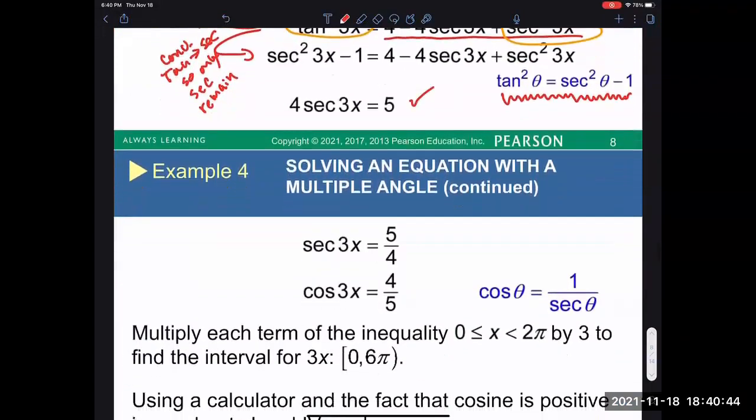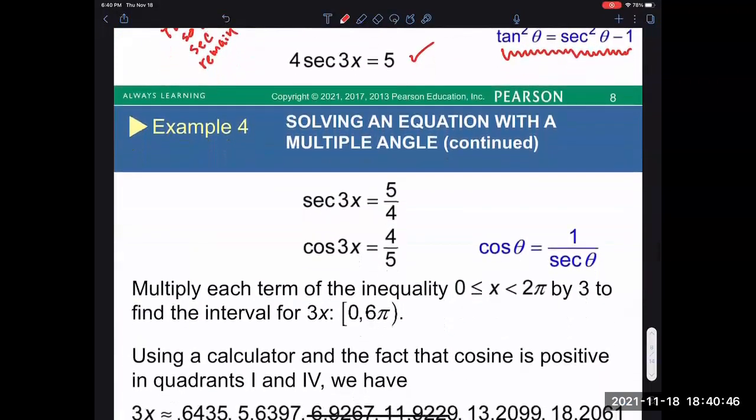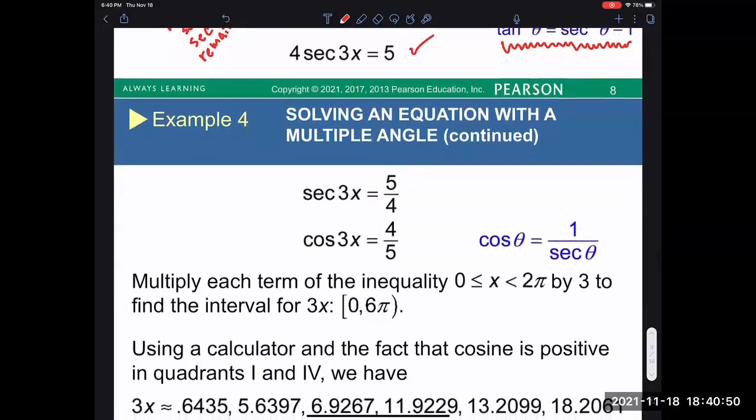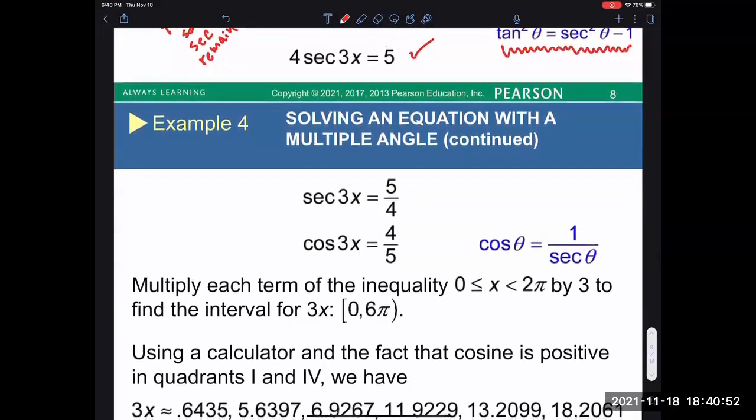Now, how do we solve this at this point? We still have to solve for x, right? Well, now it goes back to what we had before. We have a multi-angle. And in particular, secant is just equal to 1 over cosine. And so if secant 3x is 5/4, then we can convert that into cosine 3x equals 4/5 by just flipping both sides using one of our reciprocal identities.